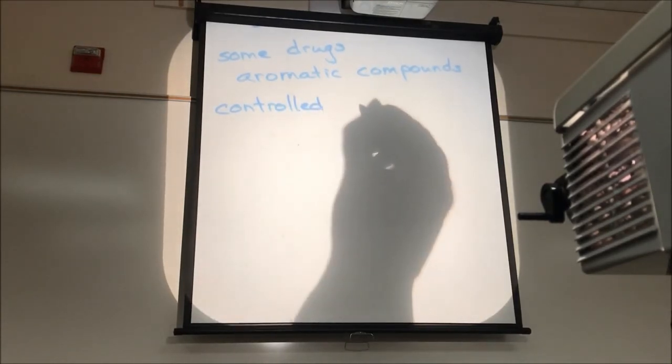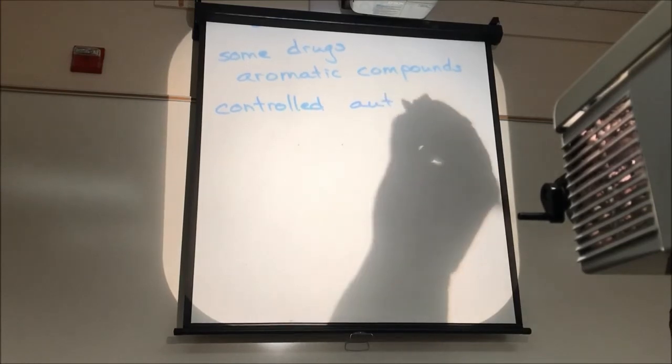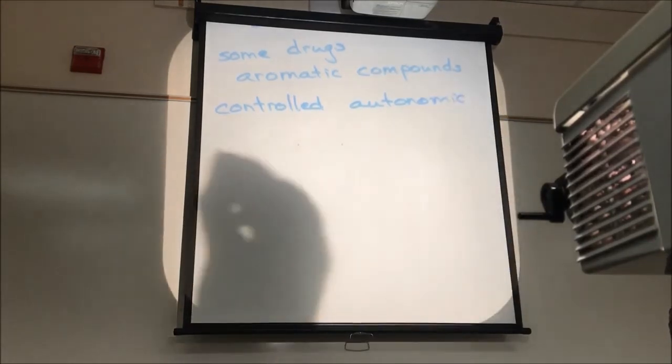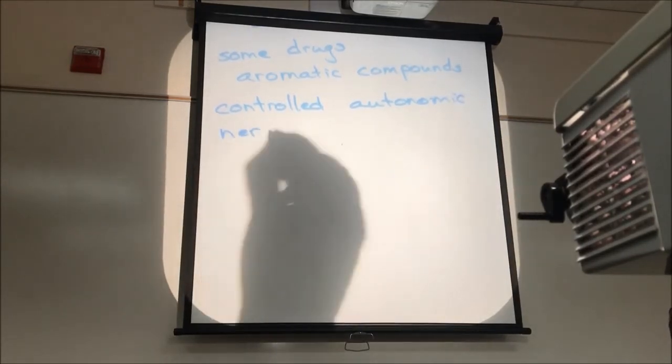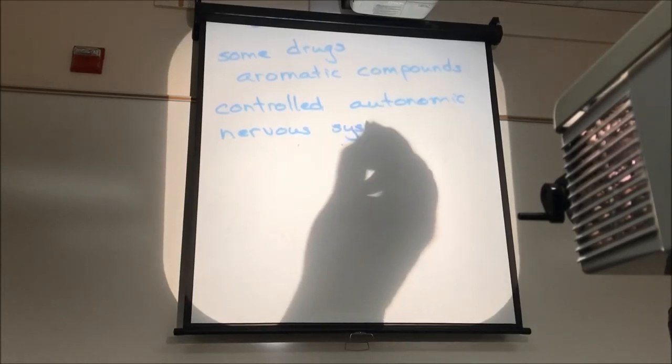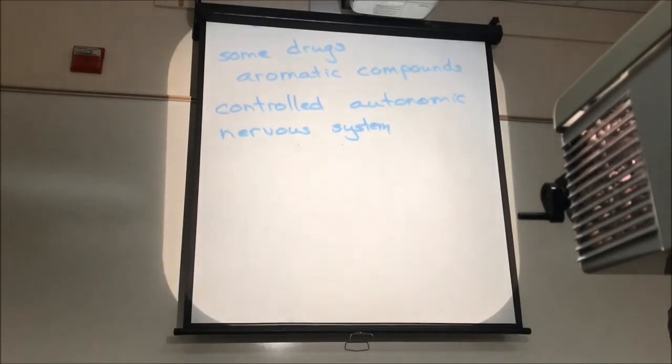Now, what controls the secretion is essentially the autonomic part of the nervous system. Autonomic, there we go. Nervous system. The involuntary parts of our nervous system. The parts that are not under conscious control. So you can't consciously control your sweating. It's a subconscious, involuntary part, but it's controlled by our nervous system.